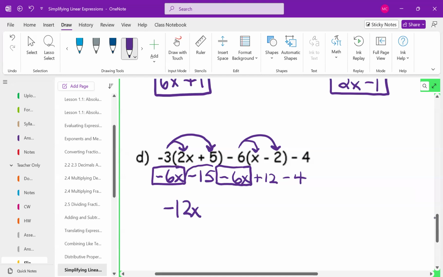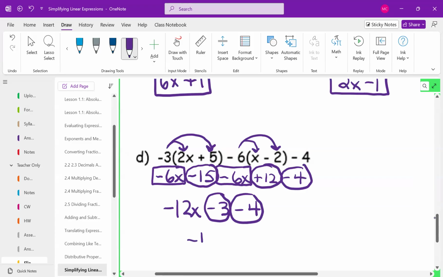Then we have our constants, negative 15, positive 12, and negative 4. So what's negative 15 plus 12? Different sign, subtract, keep the sign of the higher number would make that negative 3. And then we still have to combine it with that negative 4. Now it's same sign, add and keep, negative 12x minus 7.